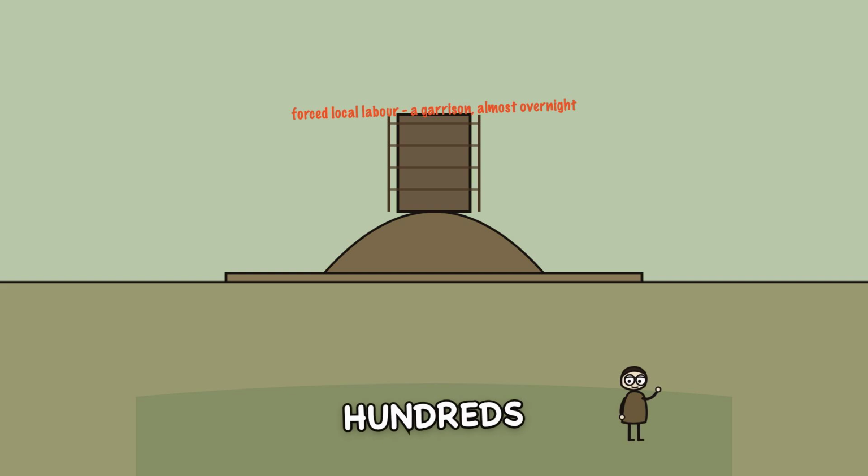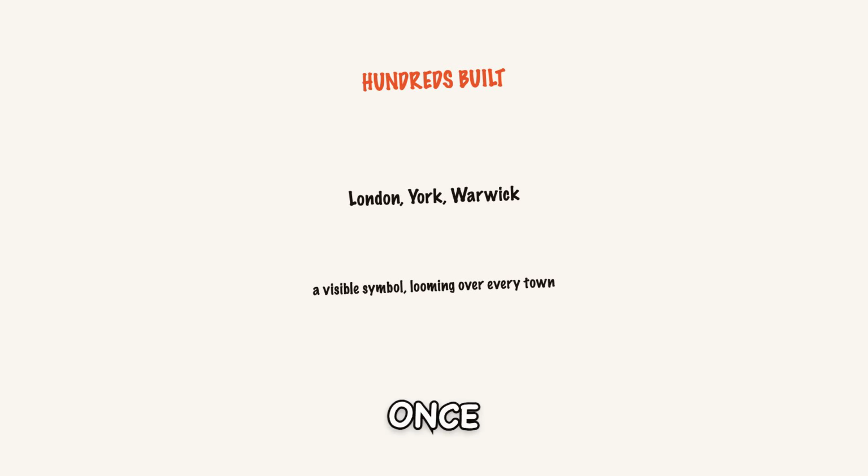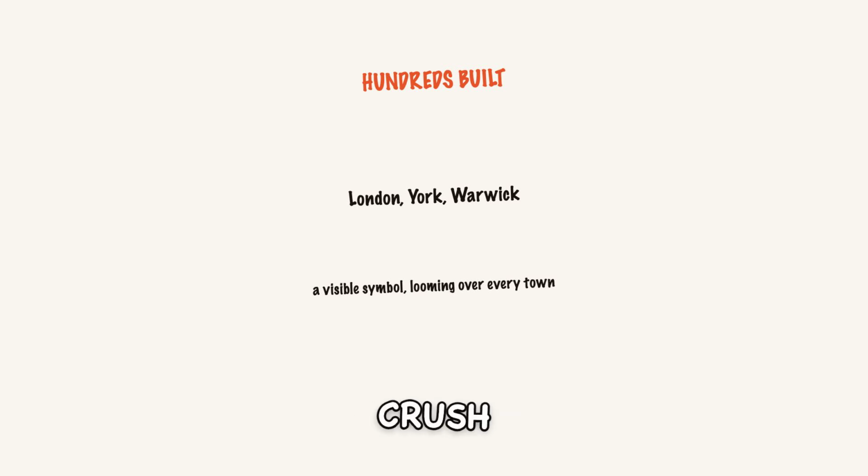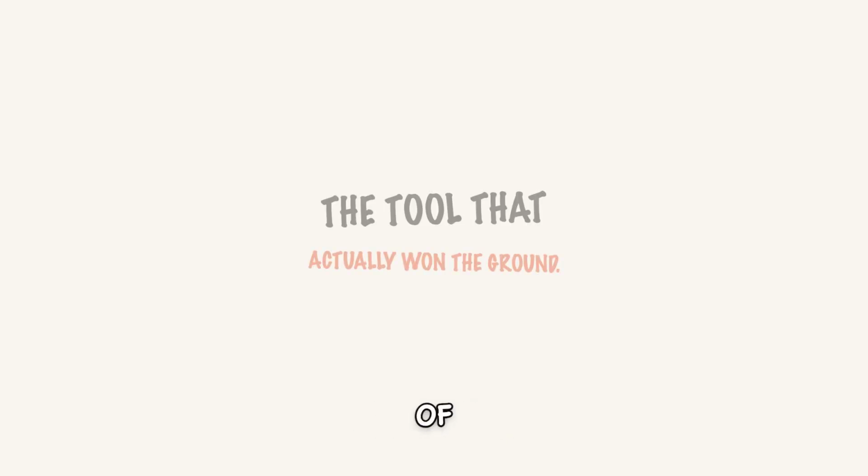William and his lords built hundreds of these castles across England during the Conquest years, at strategic points like London, York, and Warwick, and along contested borders with Wales and Scotland. They served multiple purposes at once: a secure base for troops, a visible symbol of Norman power looming over every rebellious town, and a rapid response point from which cavalry could ride out to crush local unrest before it spread. Historians estimate William and his followers built somewhere in the region of 500 castles across England within about 20 years of the conquest, an extraordinary rate of construction.